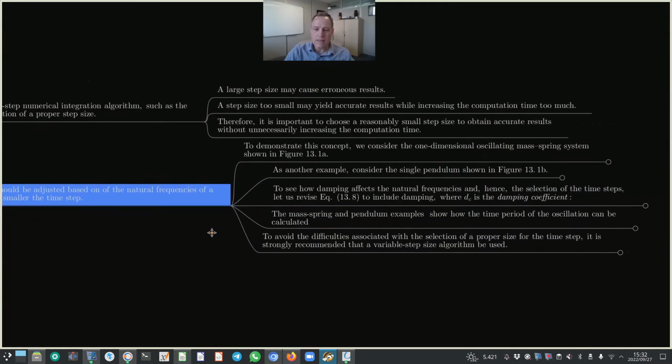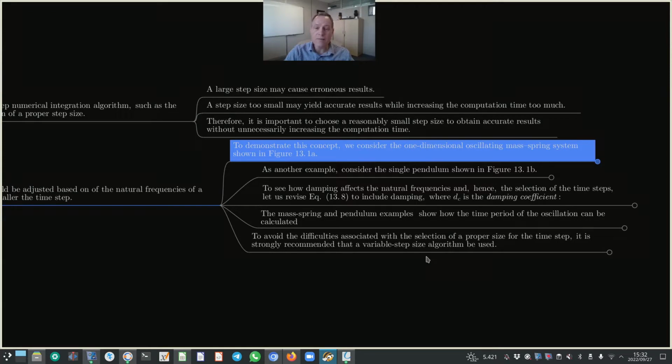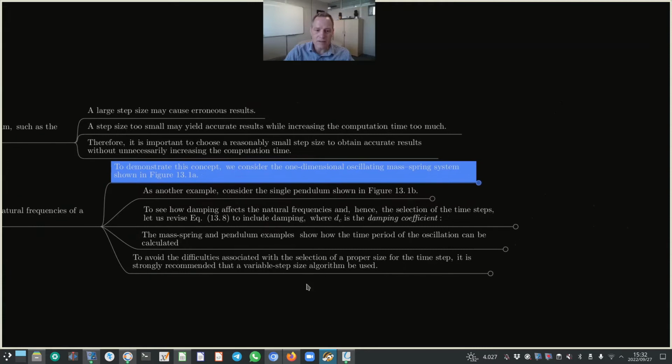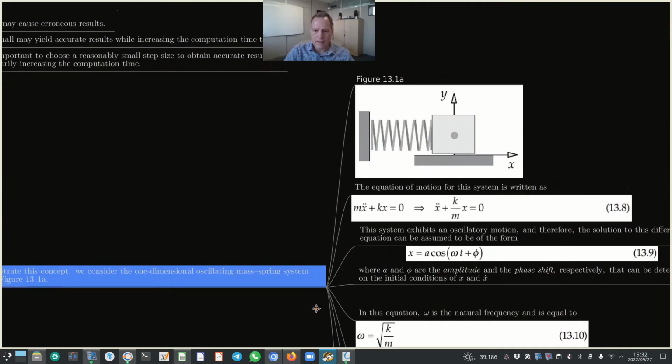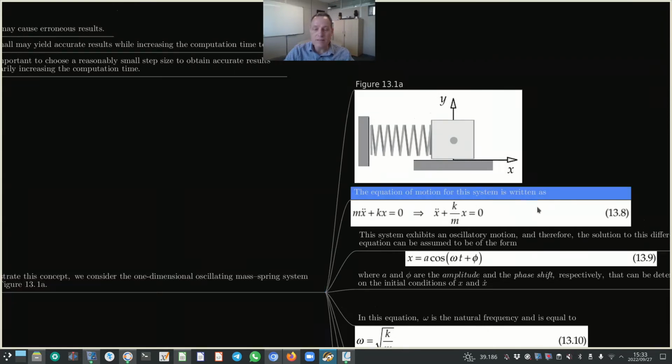Now, to demonstrate this concept, we consider the one-dimensional oscillating mass spring system shown in figure 13.1a. The equation of motion of this system is written as mass times acceleration in the x direction plus the spring constant times the deflection in the x direction equals 0. We can divide with mass and that gives us equation 13.8.